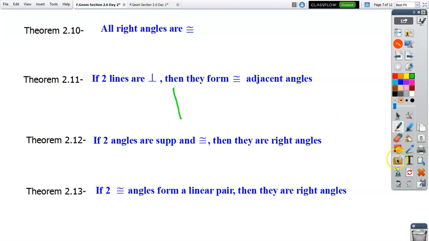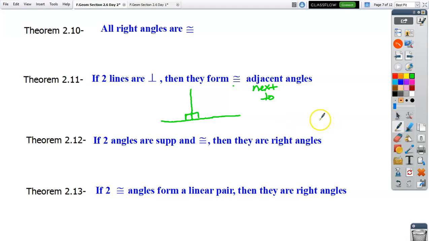If I were to draw an example of this, that would actually look like a 90, like this, then I would have made two right angles. I would have made one right here and one here. And remember, adjacent means next to. So I have two angles right next to each other that are congruent because they're both 90. And all right angles are congruent. So, perpendicular lines form two congruent adjacent angles.